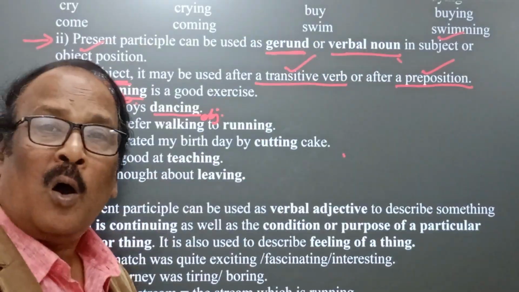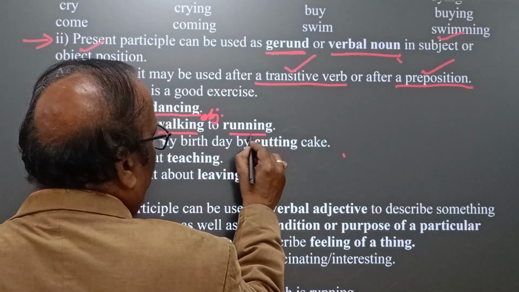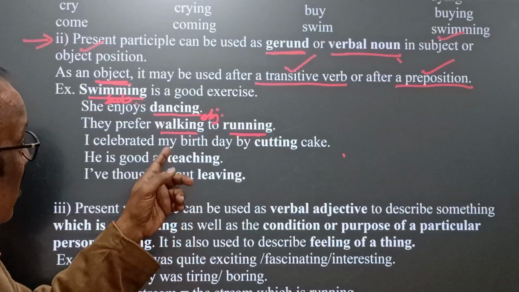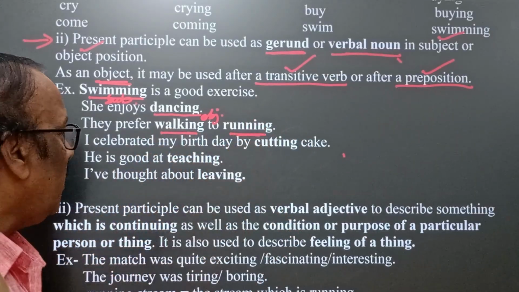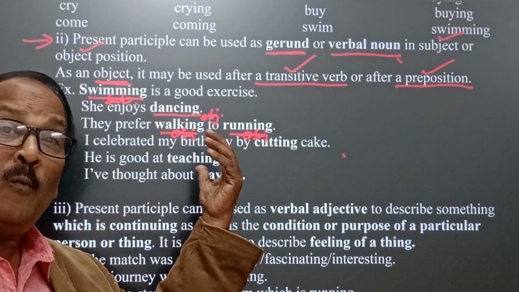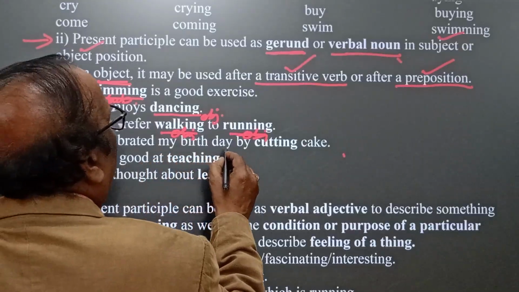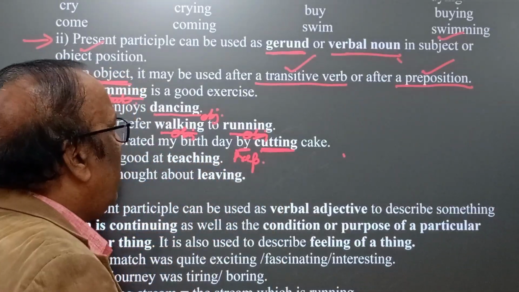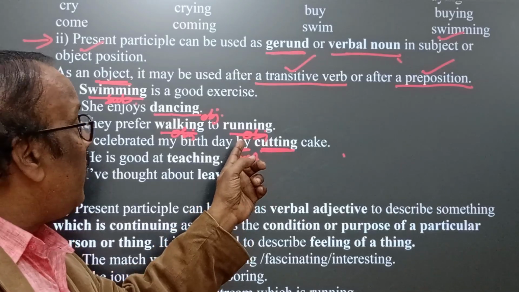It is not a verb. They prefer walking to running. It means they prefer walking rather than running. Walking and running, both are verbal nouns. They prefer what? Walking to running. I celebrated my birthday by cutting cake. Here, cutting is the object of the preposition by.